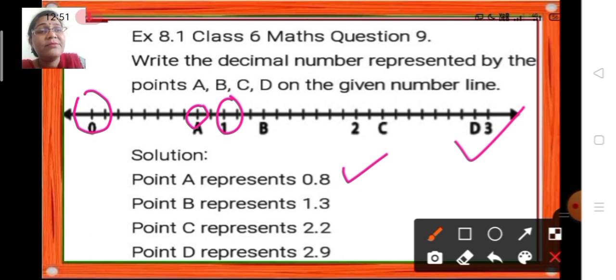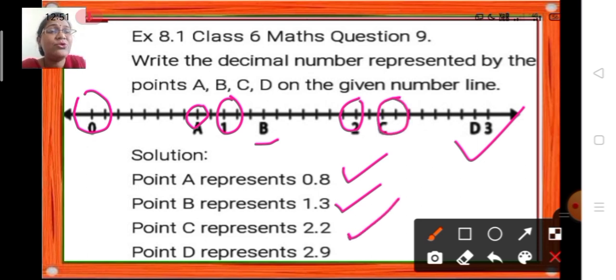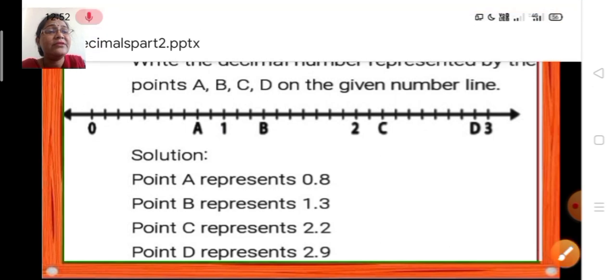Now, here the point B lies in between 1 and 2. Therefore, the point represents the decimal value of 1.3. Here is the C. C represents the decimal value of 2.2, and D represents the decimal value of 2.9.